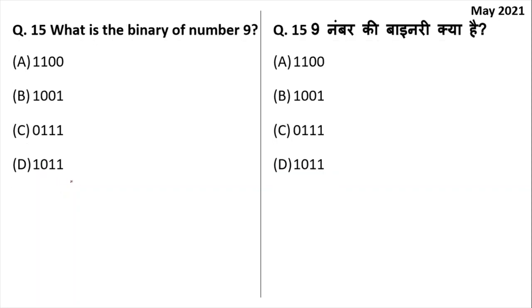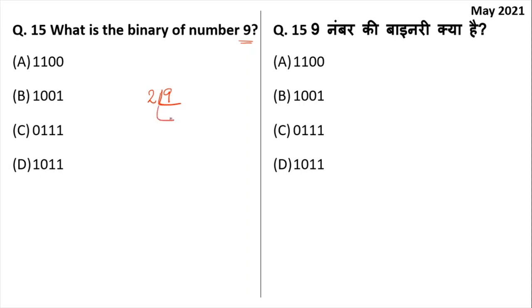What is the binary of number 9? So this is a conversion from decimal to binary. This number is a decimal number, right? 9. How will you convert it to binary? First, what do you do if such a question comes? Write the number like this, okay? And make two lines like this. Now, write 2 over here. Divide 9 by 2.